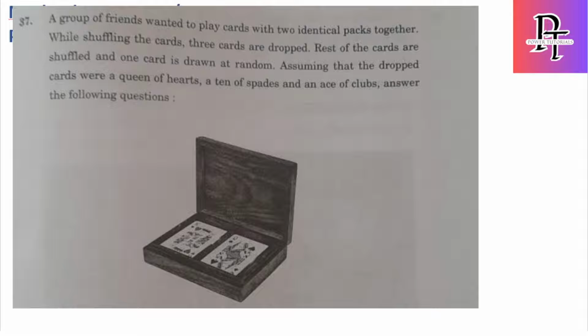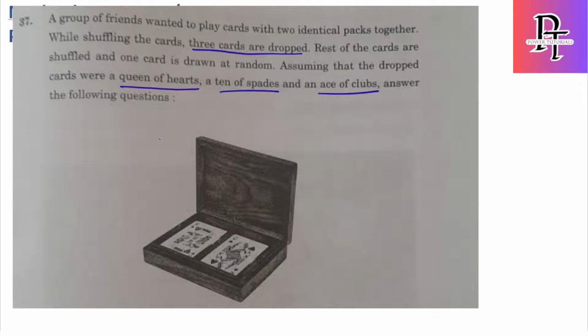Okay, while shuffling the cards, 3 cards are dropped. This point is important. 3 cards are dropped. The rest of the cards are shuffled and 1 card is drawn at random. In those remaining cards, 1 card is picked at random. Assuming that the dropped cards were Queen of Hearts, 10 of Spades and Ace of Clubs. They have clearly mentioned what those 3 cards are.